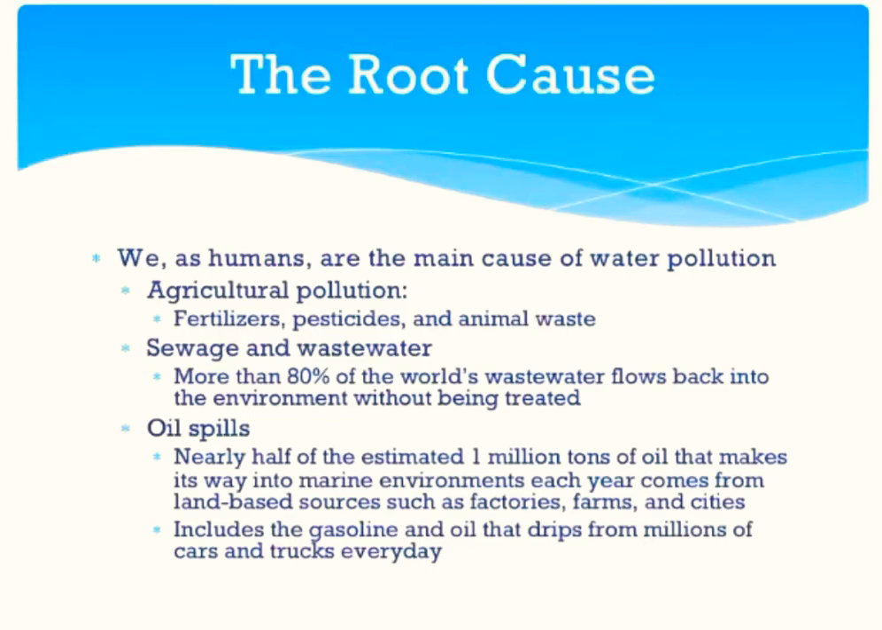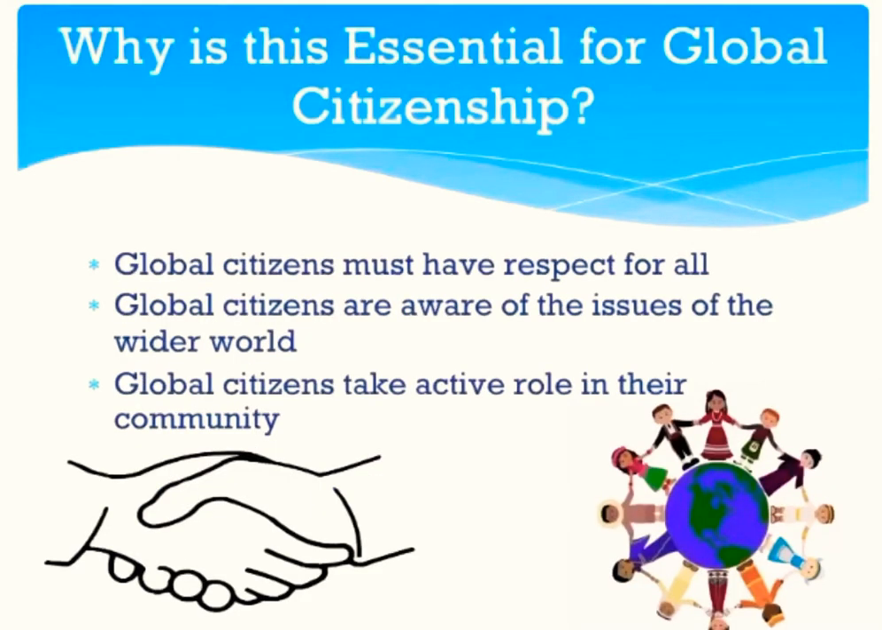Last is oil spills. Though the news mostly talks about the big oil spills in the ocean, consumers actually account for the vast majority of oil spills in our seas. Nearly half of the estimated 1 million tons of oil that makes its way into marine environments each year comes not from tanker spills, but from land-based sources such as factories, farms, and cities. The gasoline and oil that drips from millions of cars and trucks every day also makes its way into our seas. So you may ask, why is this essential to global citizenship?